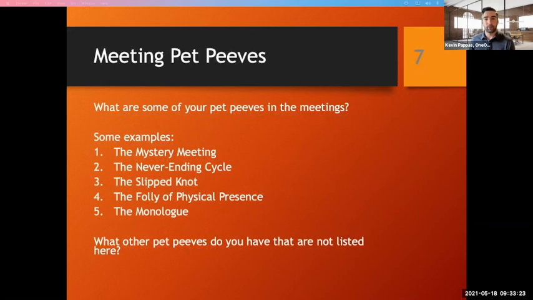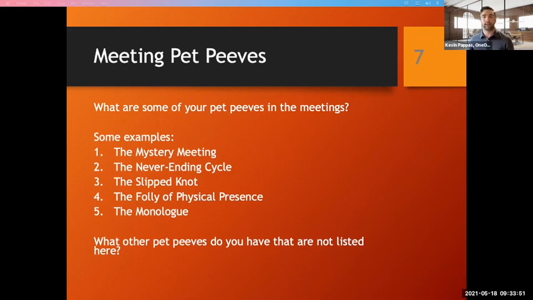All right, so I want to talk a little bit about meeting pet peeves. So if you have the student guide in front of you, turn to page 6. As you'll see, there's 5 pet peeves listed here. I want to hear a few of your others, but there's the mystery meeting, the never-ending cycle, the slipknot meeting, the folly of physical presence, and the monologue.